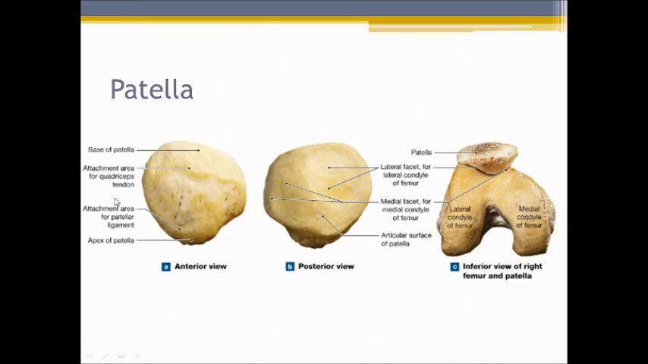This is the patella or the kneecap. So the patella has a base and an apex. Apex means pointed surface, and base is more broad. And this is where the kneecap would sit on top of the femur.